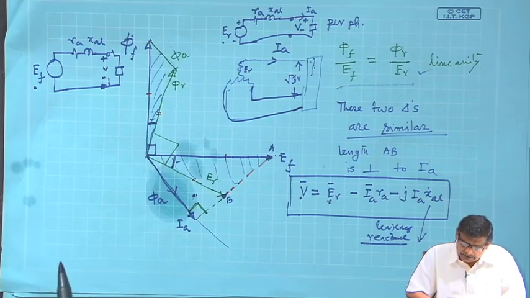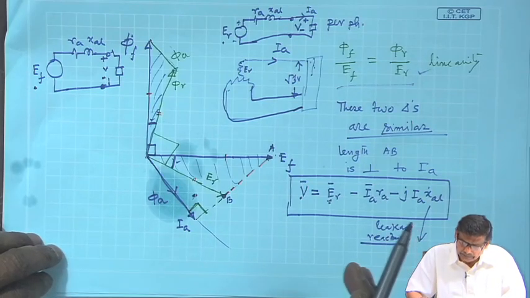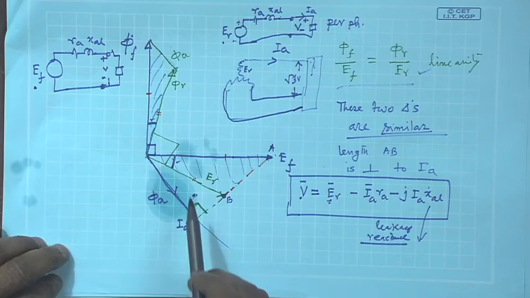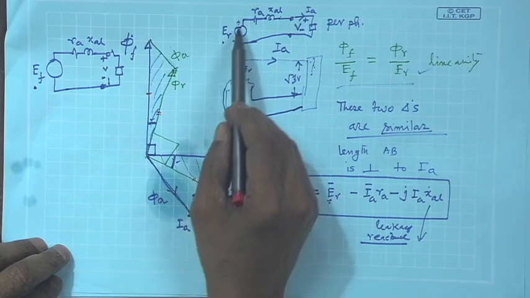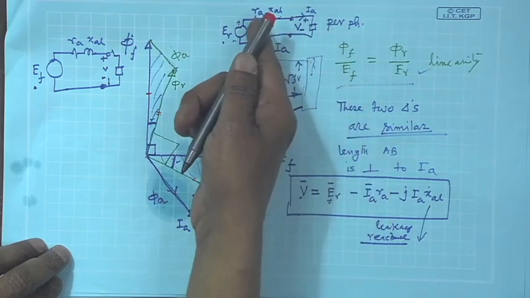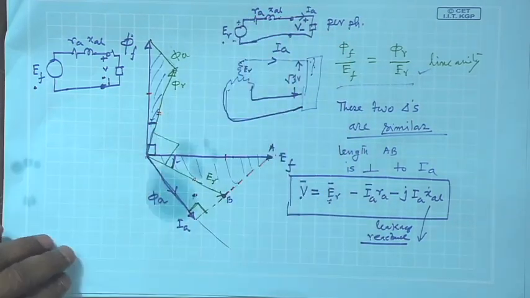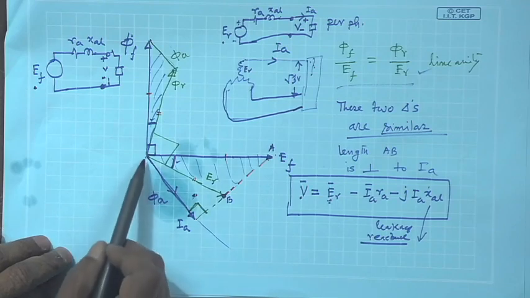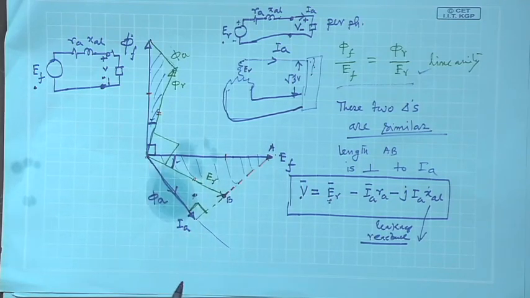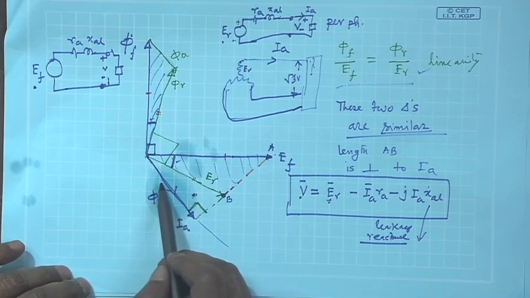Let us assume that this armature current is of lagging power factor nature, then this circuit is inductive, including the load as well as its internal leakage impedance R A and X L. So, armature current will lag this E F by some angle, it is expected to be. But mind you, this is not the power factor angle.